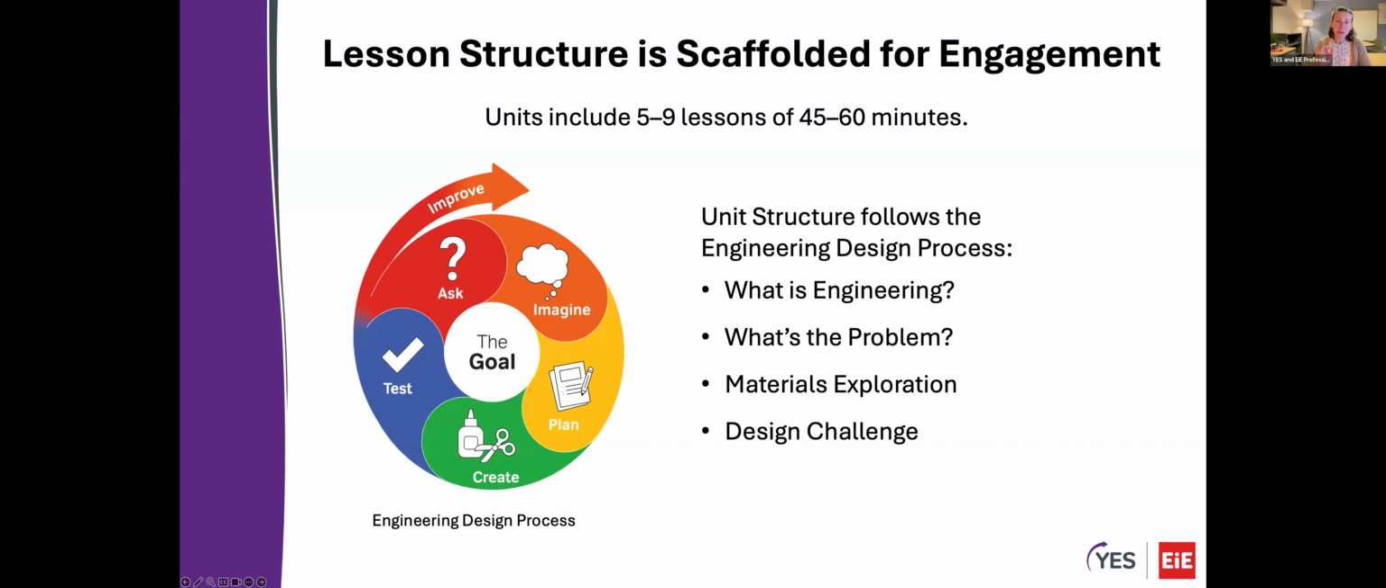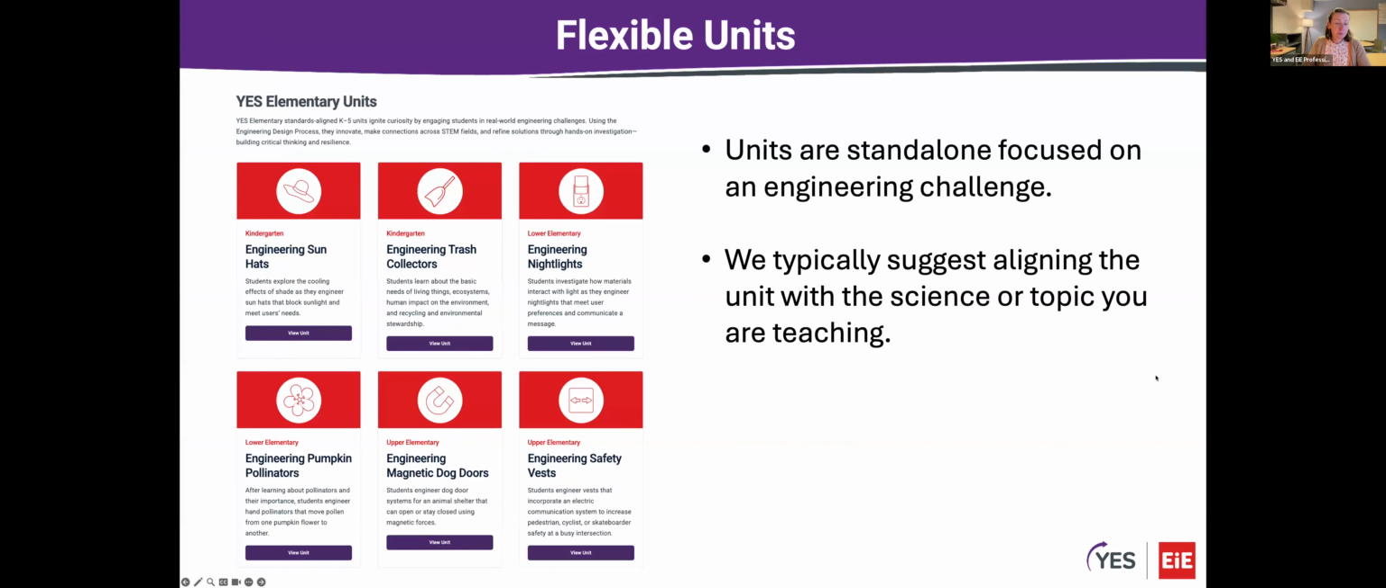And so all of our units are anchored in the engineering design process and consist of 5 to 9 45-minute lessons. So really, we're very flexible. But primarily, this unit structure includes a lesson on what is engineering, focusing on what the problem is, that real world problem. They explore materials, and then they move to the engineering design challenge. And so all of our units are really very flexible. So I said that 5 to 9 45-minute lessons.